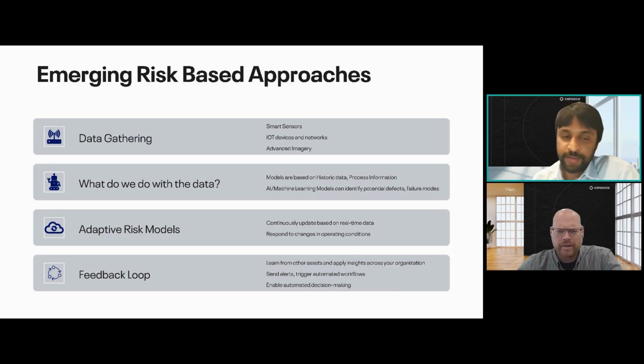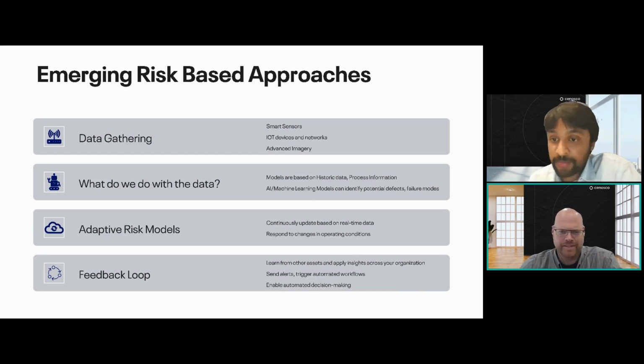Interesting. I like this. We've got this point up here. I think it says learn from other assets and apply insights across your organization. I mean, it's rare that a company operates only one refinery or one plant. So I think it's of great benefit to be able to incorporate data from those other sites and reduce risk across the whole organization. It's not that what happens at one site is definitely going to happen at another site.